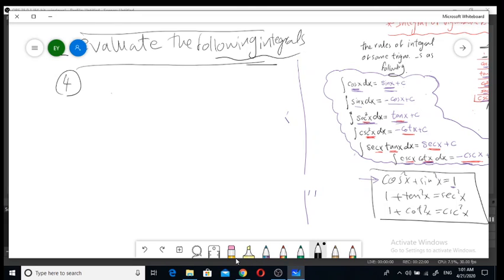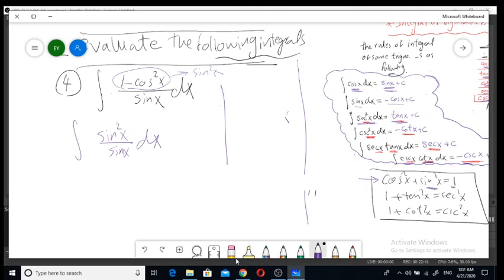Problem 4, example 4. If we need to integrate (1 minus cosine squared x) over sine x dx. Again, we have a quotient of two functions. And we have 1 minus cosine squared x. And we know that cosine squared x plus sine squared x is equal to 1. So 1 minus cosine squared x is equal to sine squared x. So easily we can replace 1 minus cosine squared x by sine squared x. So we have the integral of sine squared x over sine x dx.